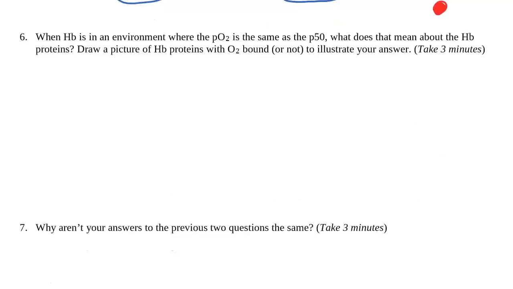When hemoglobin is in an environment where the PO2 is the same as the P50, what does that mean about the hemoglobin proteins? And draw a picture of hemoglobin proteins with oxygen bound or not to illustrate your answer. Now that you know what to expect here, you're going to have to make an extension. Again, commit to drawing something before you pay attention to what I have to say about it, because once you've drawn something, you have something to compare and contrast with what I drew, and that's going to help it stick more in your head. So pause the video and draw something for yourself now.